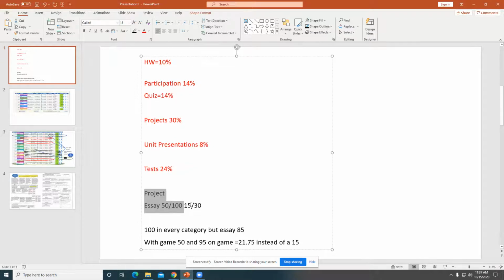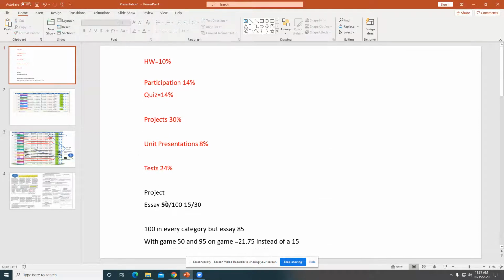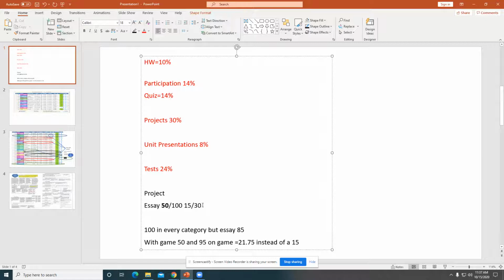In this particular section, I put projects, and let's just say I scored a 50 out of 100 on the essay. That's my score. In Genesis, if the projects are 30% of your grade, that would mean you have a 15 out of 30. So the highest grade you can get in this class is an 85, and that's only on the condition that in every other category, quizzes, participation, homework, everything, you scored 100.